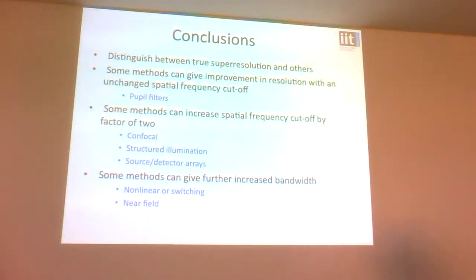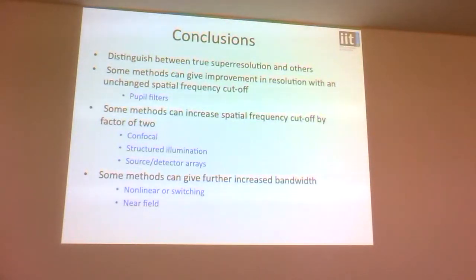Right, so the conclusions of this part: distinguish between true super resolution and others. By true super resolution, I mean you actually increase the spatial frequency cutoff above what you could get with an ordinary lens. Some methods can give an improvement in resolution with an unchanged spatial frequency cutoff, such as pupil filters. Some methods can increase spatial frequency cutoff by a factor of 2, so structured illumination, confocal, source and detector arrays.